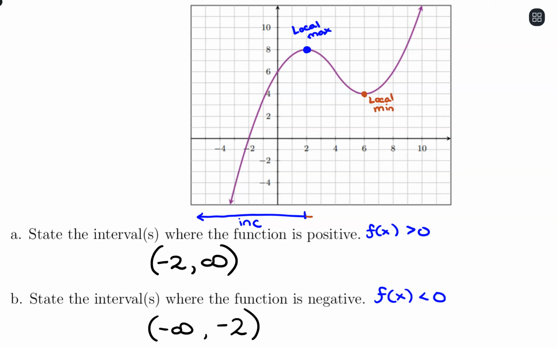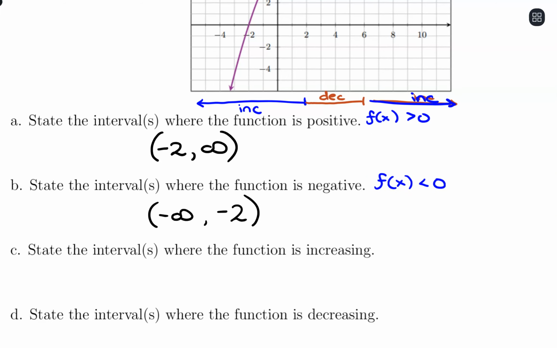So from positive 2 until positive 6, our function's decreasing. And then our function goes off increasing to positive infinity. So in terms of where is our function increasing, what we see from that is we start at negative infinity and go to positive 2, again only using parentheses because we don't include those endpoints, and a union with starting at 6 and going off to positive infinity.